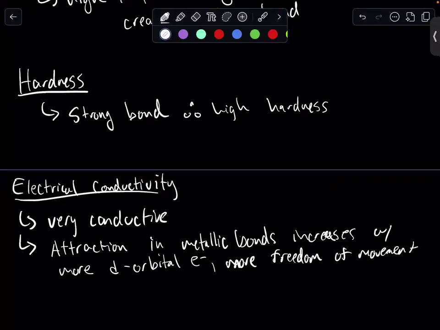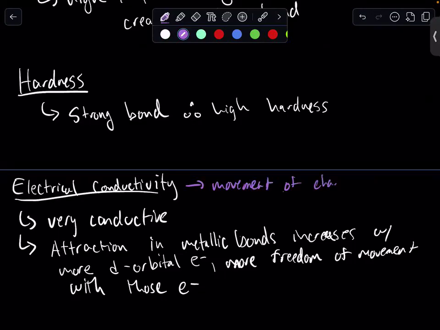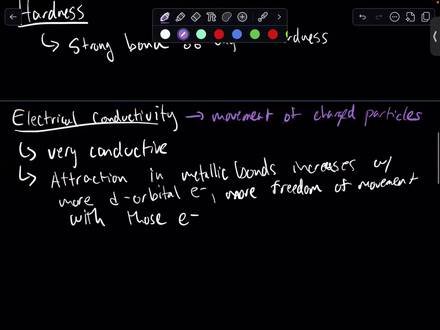These d orbital electrons can actually move a lot more than s orbital electrons. And these are also going to contribute to that conductivity because once again, electrical conductivity is just the movement of charged particles. And these transition metals have some of the most free moving electrons compared to anything else.